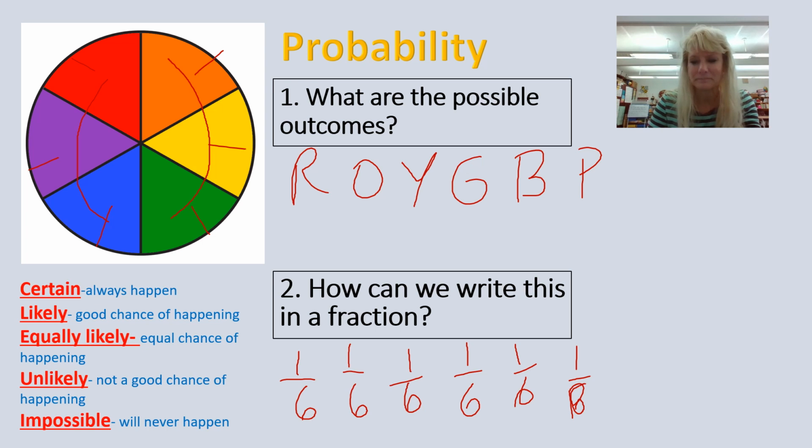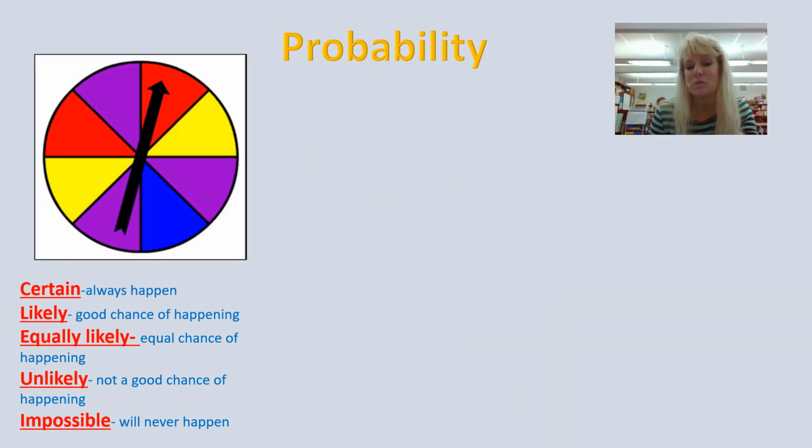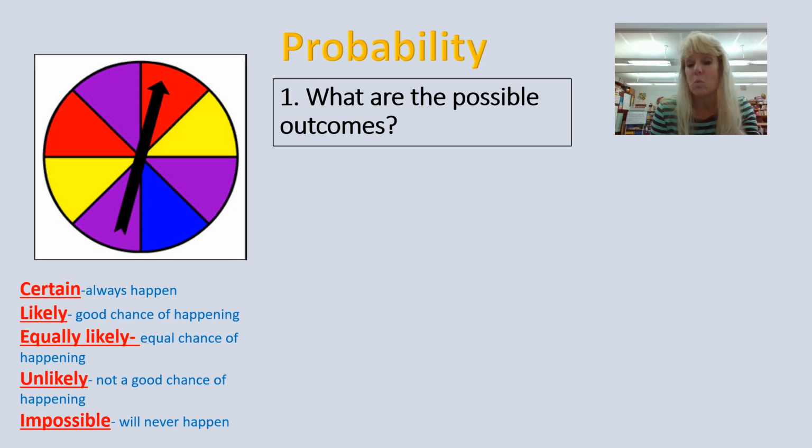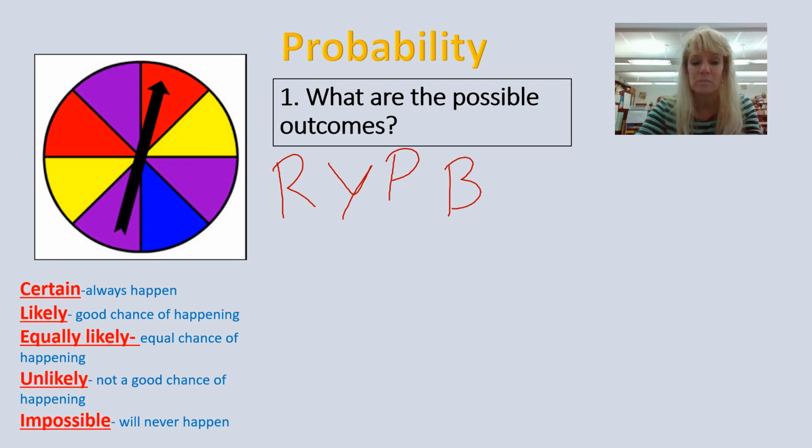All right, let's go to the next one. Here I have a spinner with a few more. I have some similar colors, but I have a little bit more of them. So here's my first question. What are the possible outcomes? I still only have a red as a possibility, a yellow, a purple, and a blue. My purple repeats itself, my yellow repeats itself, my red repeats itself, and my purple again. So I really only have 4 possible outcomes here.